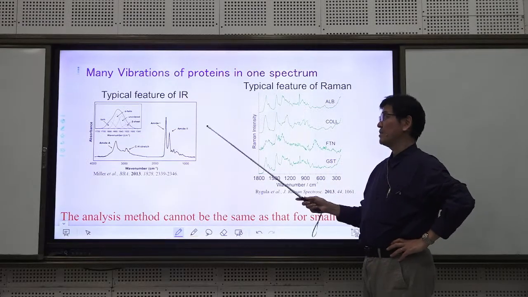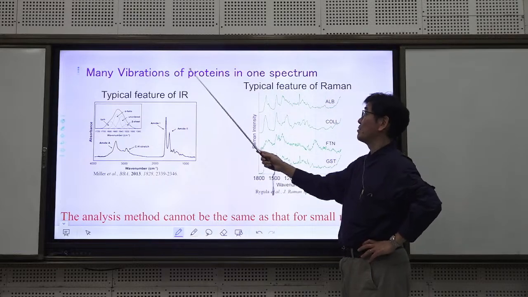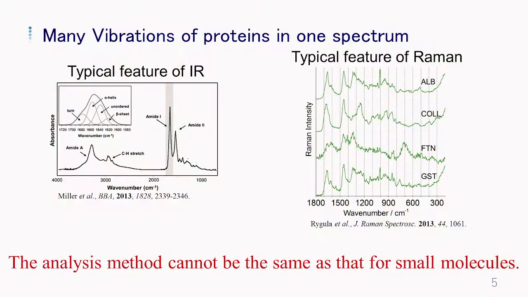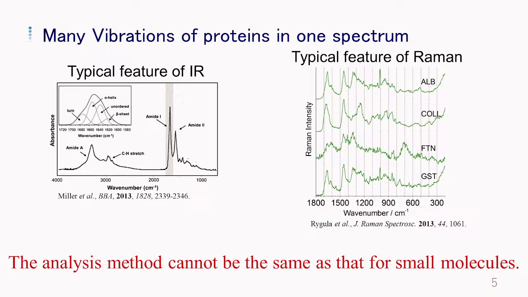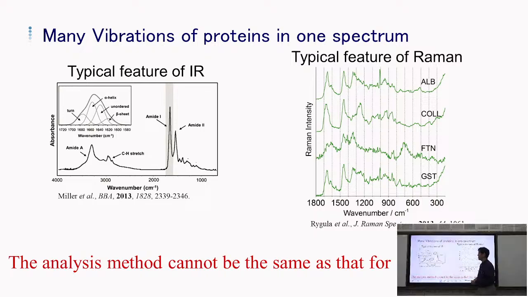So when we measure spectra of proteins, they exhibit some characteristic features. In the case of IR spectroscopy, we find amide A. This is mainly NH stretching. CH stretching here. Amide 1, this is mainly the CO double bond stretching of the peptide main chain. Amide 2, CN stretching and NH bending. Amide 3 is around here. So we find typical features like this.